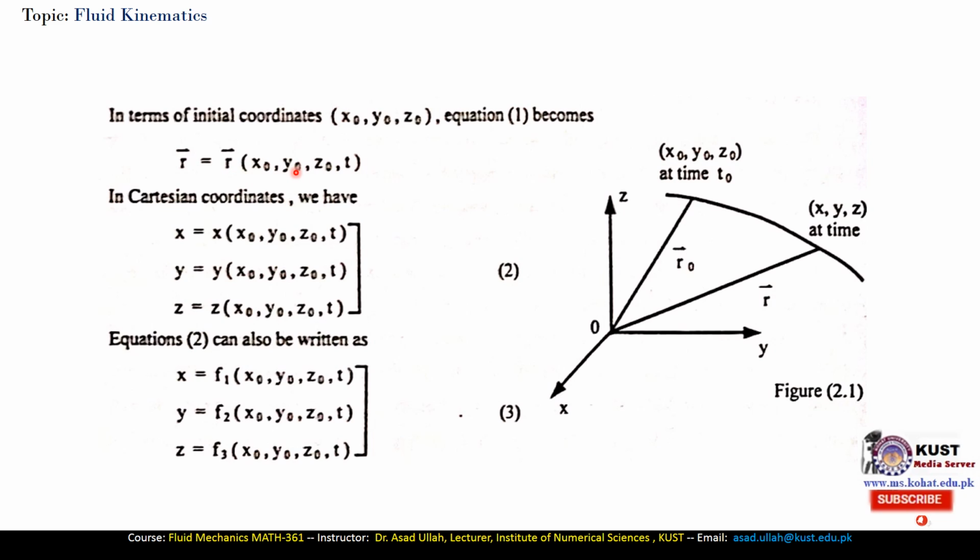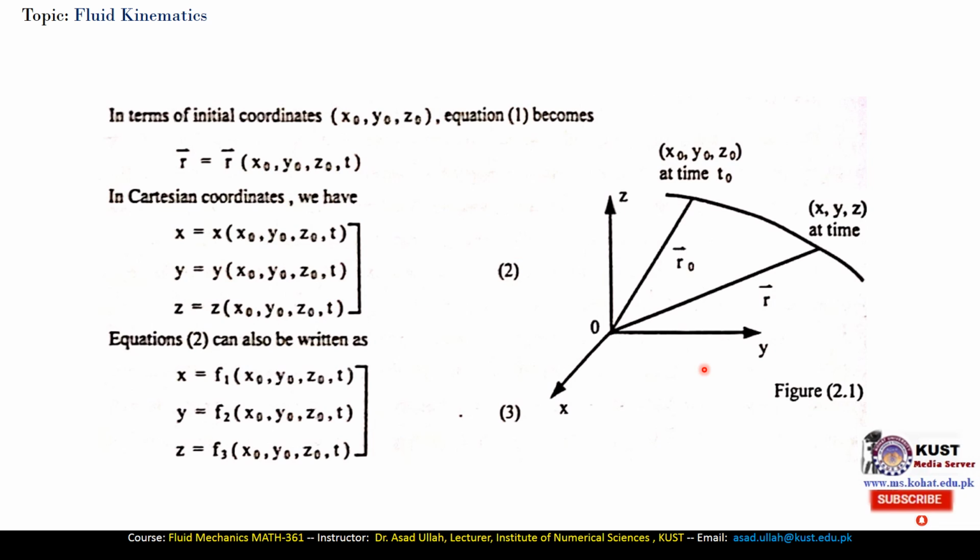Now, this relation can also be written in the form of equation 2. What we have done is we have just replaced r in equation 2 by its components, that is the x component, y component and z component of the position vector r. Now, equation 2 can also be written in the form of equation 3. What we have done here is we have just replaced the x, y and z components in equation number 2 by general functions f1, f2 and f3. Now, this equation number 3 is more general as compared to equation number 2.